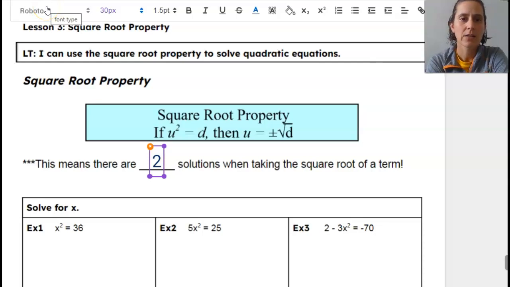Hi, today we're going to take a look at how to use the square root property to solve quadratic equations. This is going to be the second method that we're going to talk about, with factoring to solve quadratics being our first method.